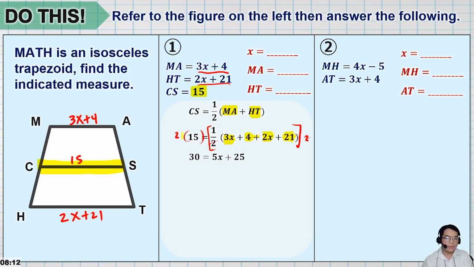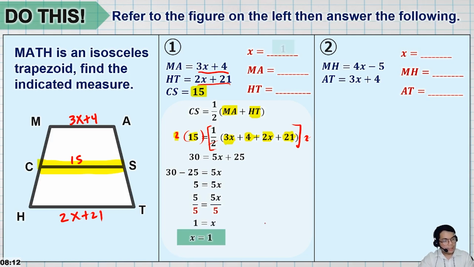And then after that, you can multiply already 2 and 15. That's gonna be equal to 30. So we have 30 is equal to 5x plus 25. In this case, we can do addition property of equality. Yan, we subtract 25 from 30. You'll get 30 minus 25 is equal to 5x. Therefore, we have 5 is equal to 5x. Therefore, ano magiging value ng variable x natin? Yan, it's gonna be equal to 1.